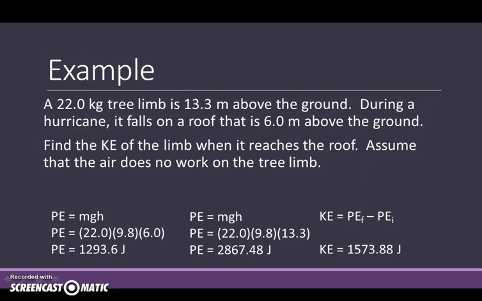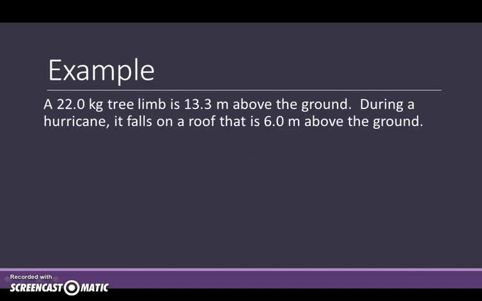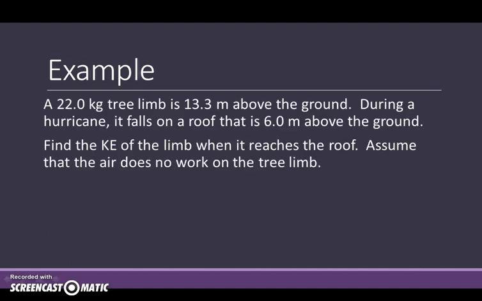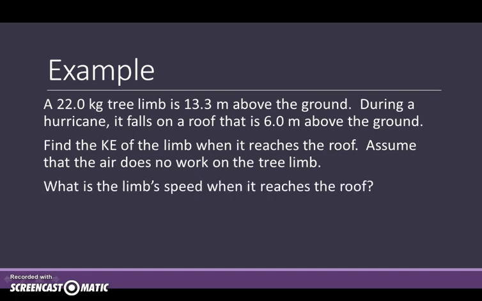But once you find all of this information, we can always go back and apply what we knew from previous chapters, like chapter 2, 3, and 4. So in the rest of this example, same information, we found the kinetic energy, but now I want to know what is the speed of the limb as it reaches the roof. Okay, so what do you know velocity is for a tree limb that is just hanging out in the tree? It's not moving, right? It has all potential. So initial velocity is 0.